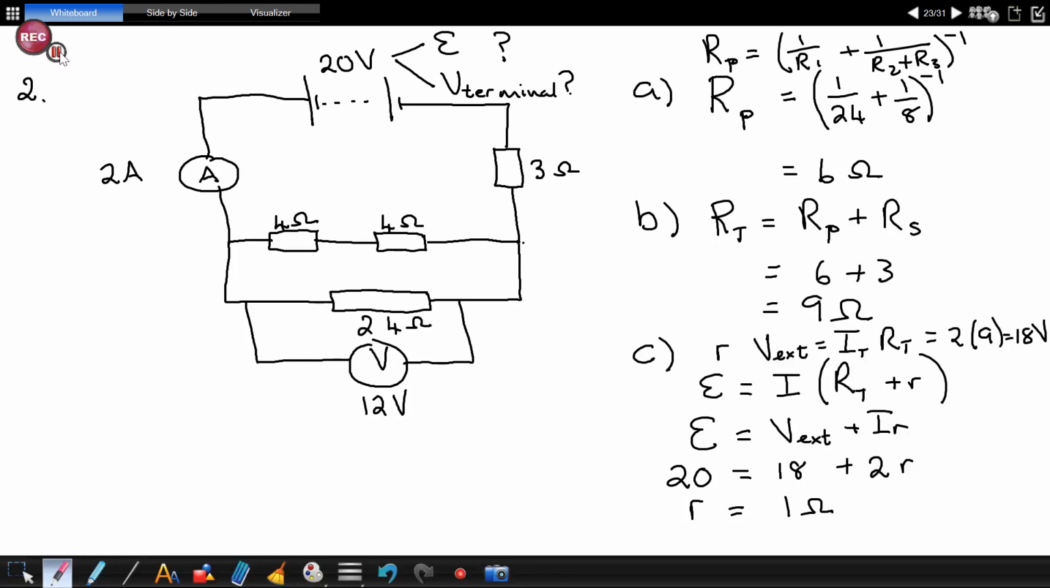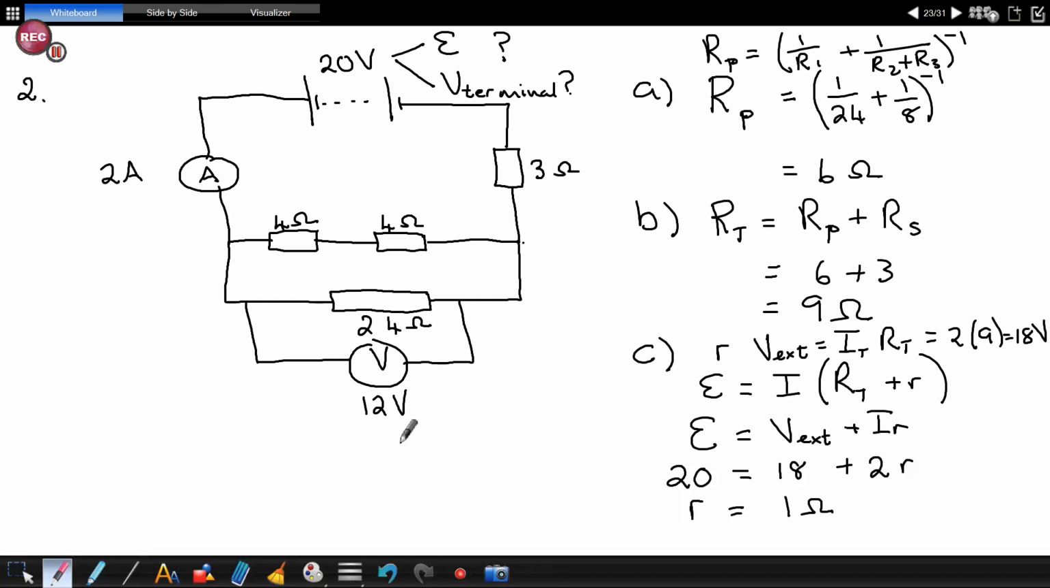What if you had safely assumed that EMF is 20 and then you got 1? Because I got 1 also. My internal resistance equals 1. Yes, but you need to take care.